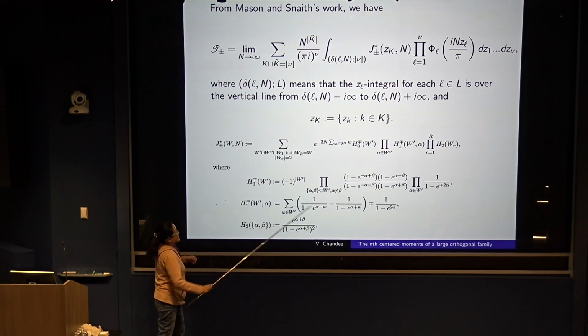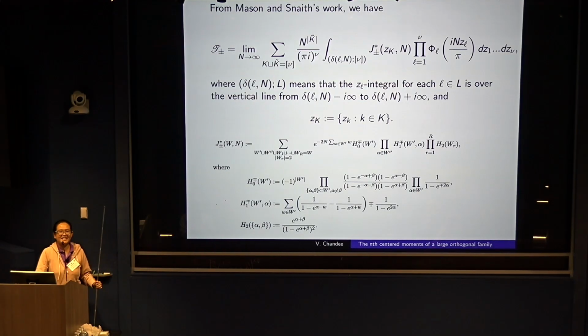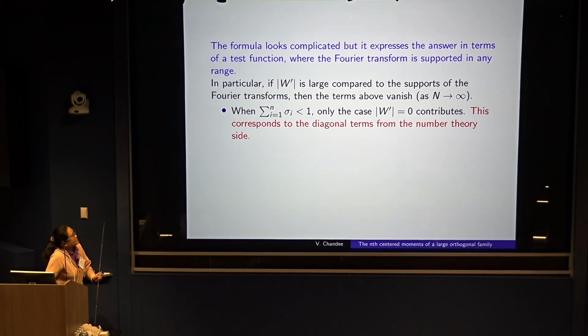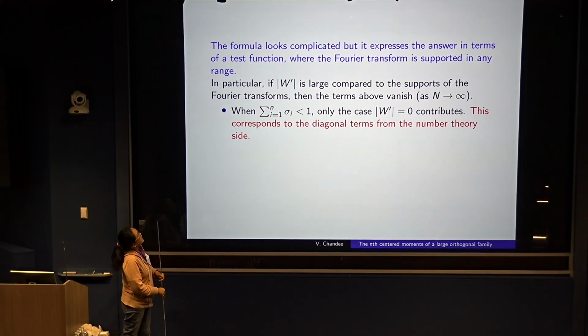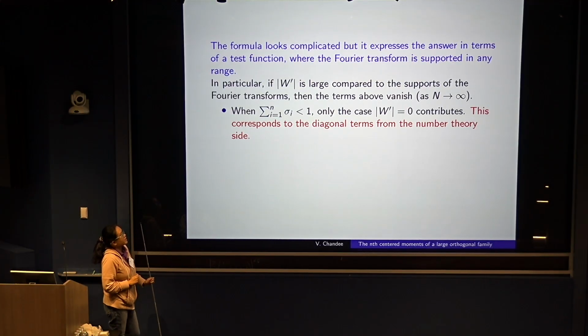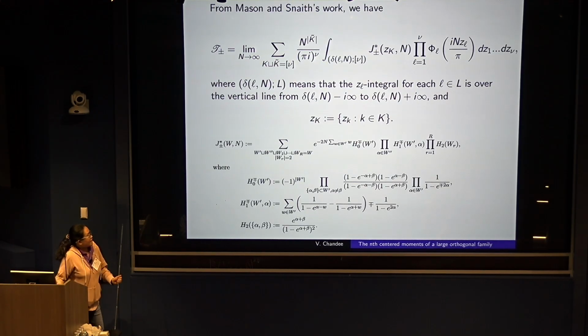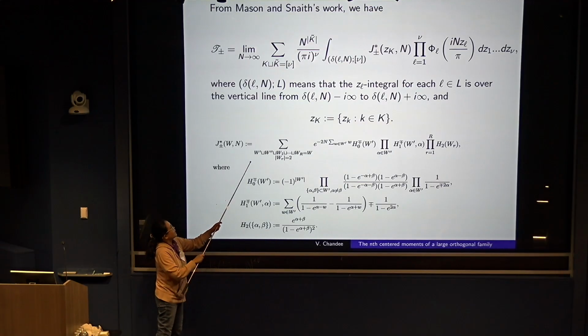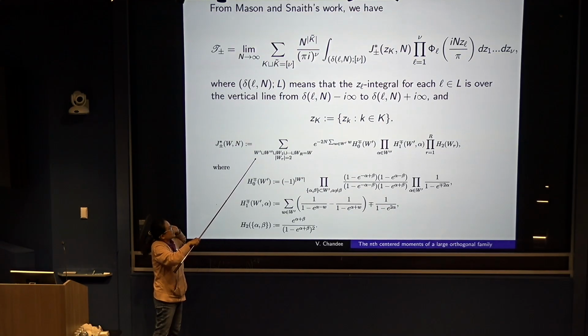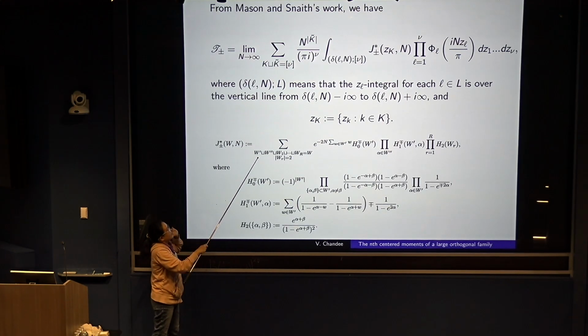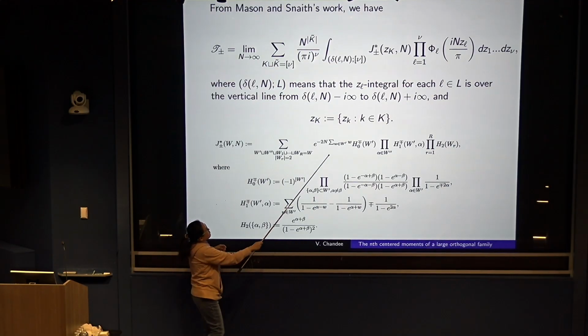Okay, this one looks big and scary. However, it has a couple of advantages that you're going to see. The first one is that even though it looks complicated, it expresses the answer in terms of test functions where the Fourier transform is supported in any range. This is not something that happened before when the formula was in terms of determinants. So you go back there, and what I want you to focus on is W prime only. That is the one related to the support of this phi here, and it appears here and here.